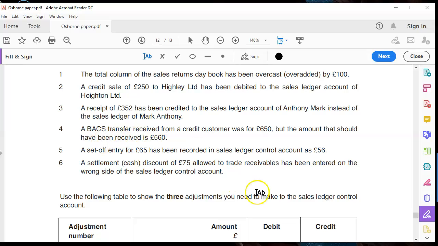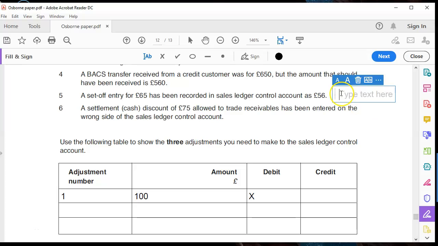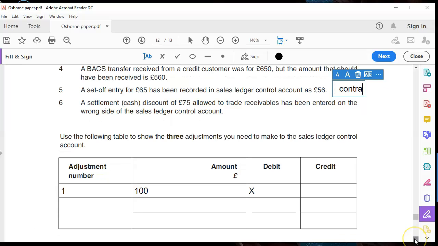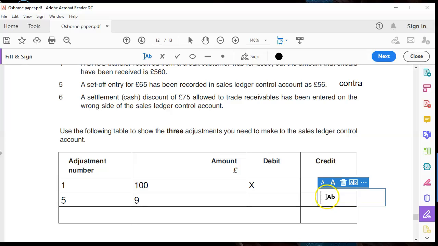A set-off entry of 65 has been recorded in the sales ledger control account as 56. Set-off entry means contra. Okay, so a contra of 65 has been recorded as 56. So 9 pounds is missing. So adjustment number 5, 9 pounds. And you entered 56, so undercasted, so you put it on the same side which is on the credit side. Contra goes on the credit side. It was 65 but you only entered 56, so you enter the remaining difference of 9 pounds.